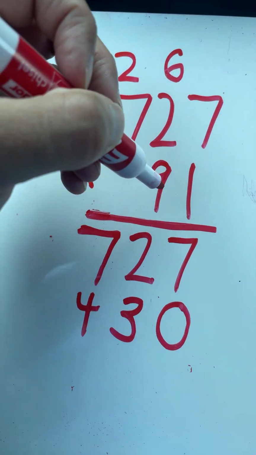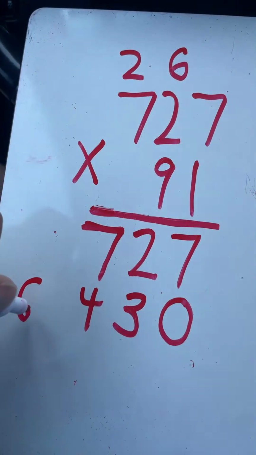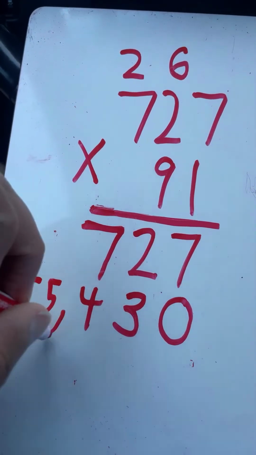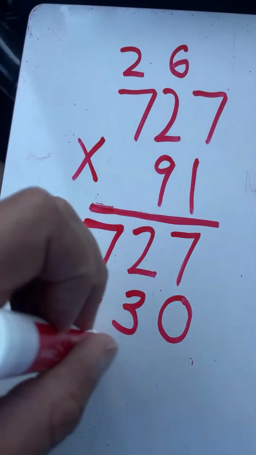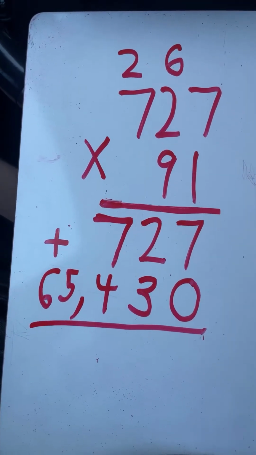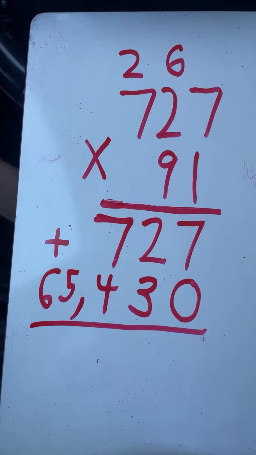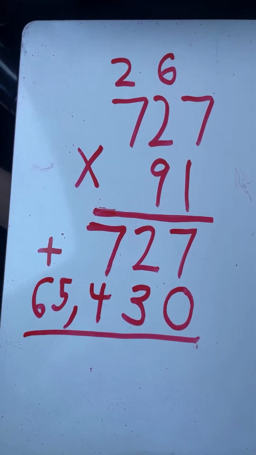Seven times 9 again equals 63. 63 plus 2 equals 65. So now we have to add these two numbers together to get our final answer.